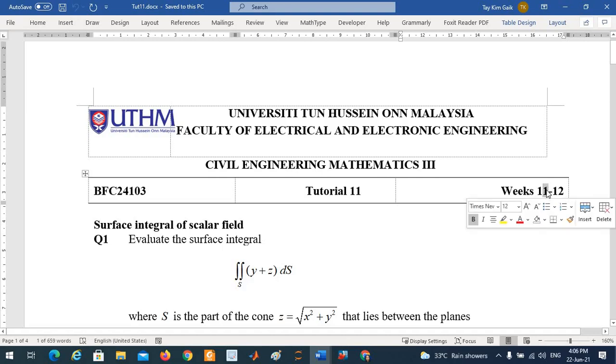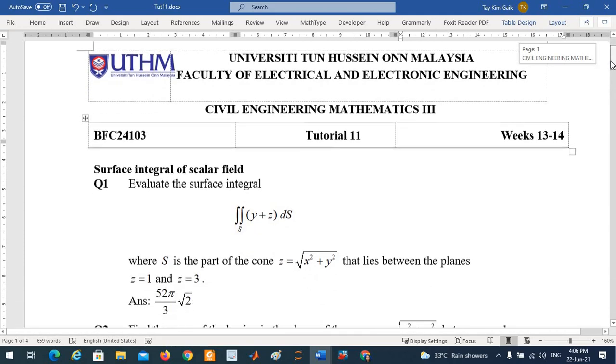This week is week 13. This is tutorial 11 for weeks 13 and 14.